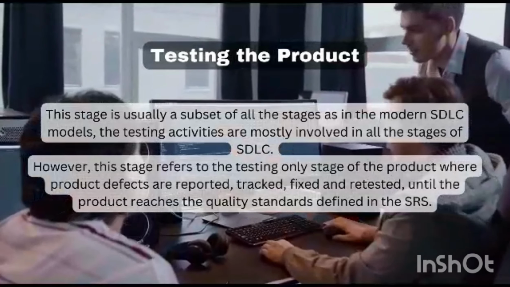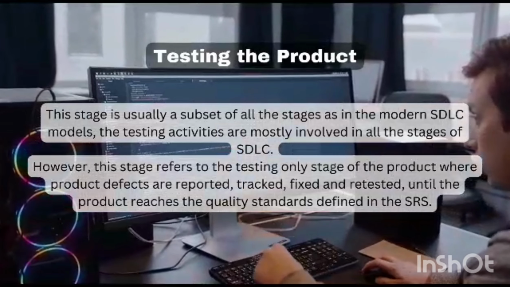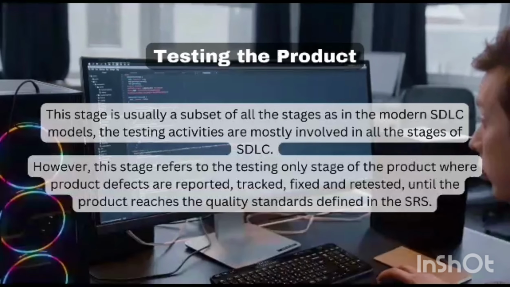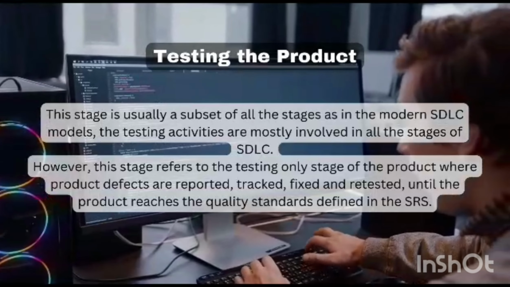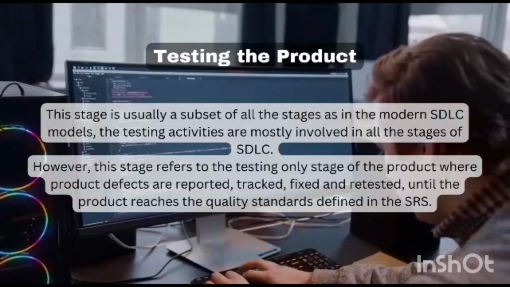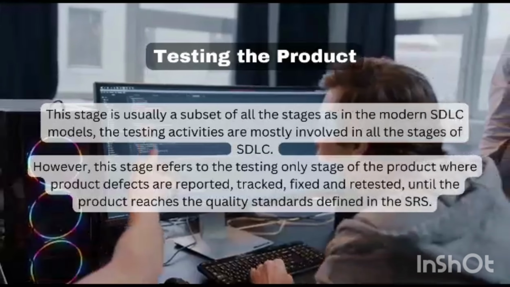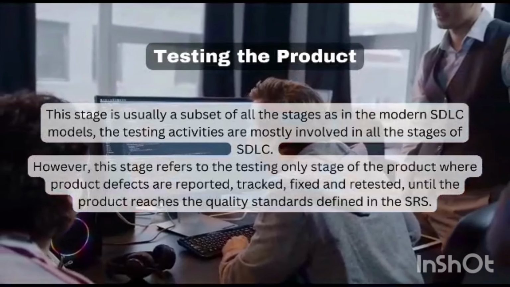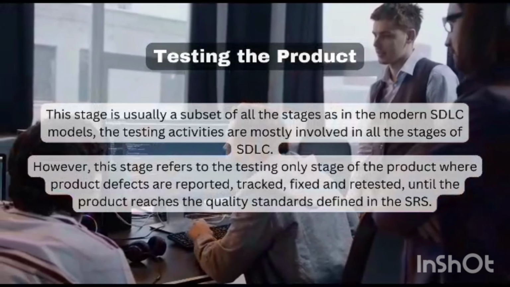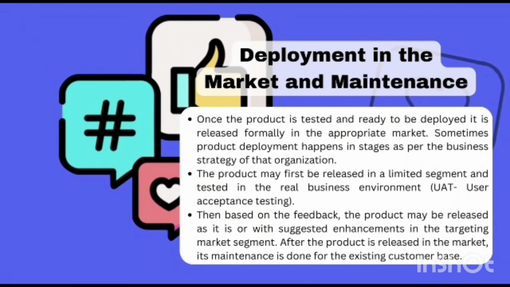Stage 5 is testing the product. This stage is usually a subset of all the stages as in the modern SDLC models. The testing activities are mostly involved in all the stages of SDLC. However, this stage refers to the testing only stage of the product where product defects are reported, tracked, fixed, and retested until the product reaches the quality standards defined in the SRS.